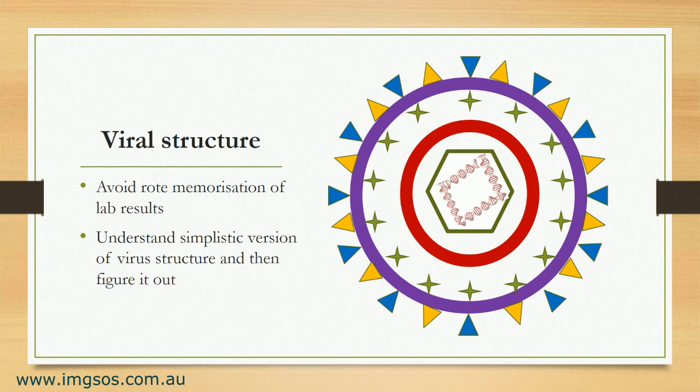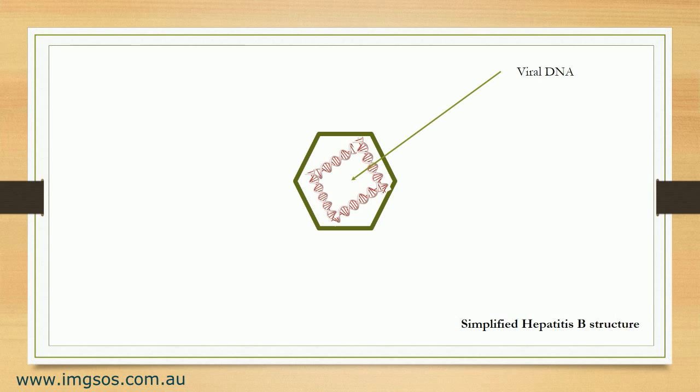What I want to do is start by explaining about the virus so that we avoid the rote memorization of lab results. We understand a simplistic version of virus structure, and then no matter what the example is, you can figure it out. Now, I'm not a microbiologist, I'm a GP, so I've simplified this quite a bit to a way that makes sense to me and hopefully makes sense to you. Let's start by constructing the virus.